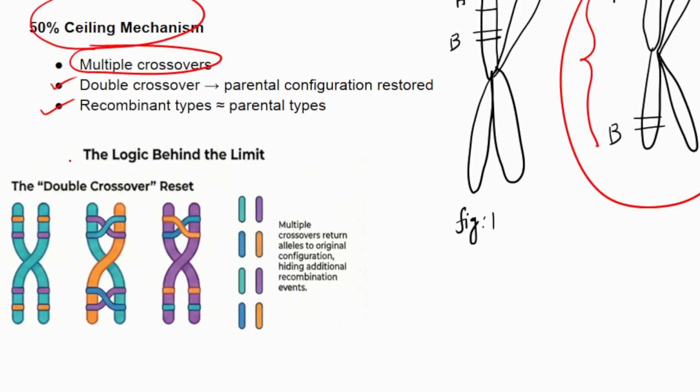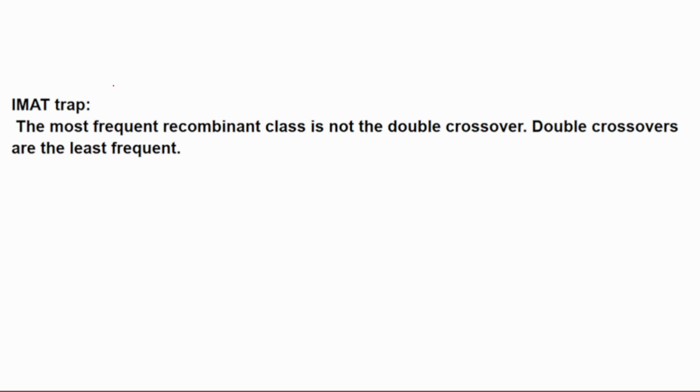And in this diagram, see how the first crossover created variation, but the second crossover reverted the variation back to its original place. That's why a double crossover can restore the parental configuration. This trap exists because the word double makes people think more crossing over, so more recombinants. But biology doesn't work that way.